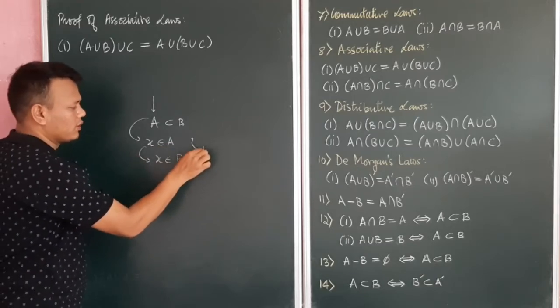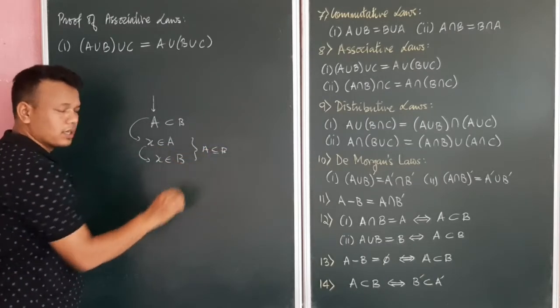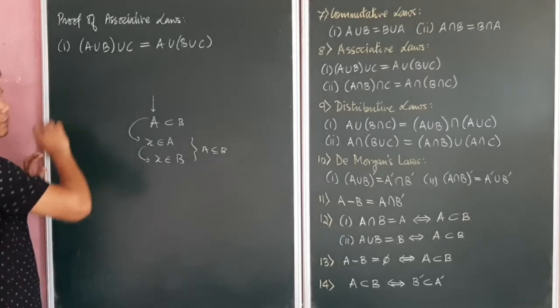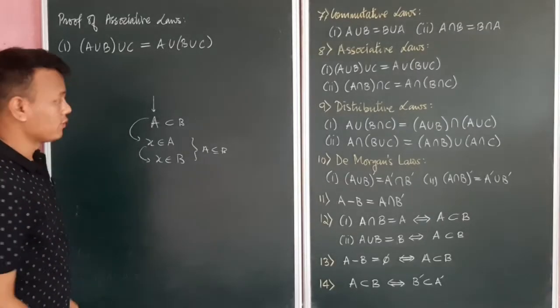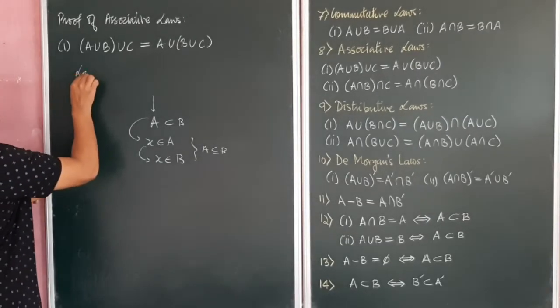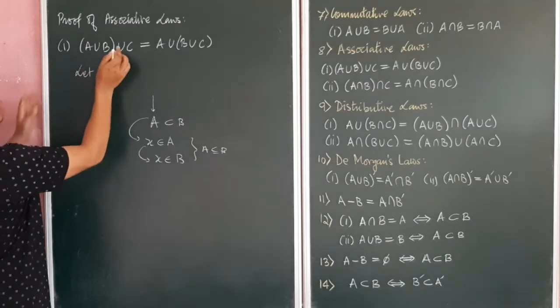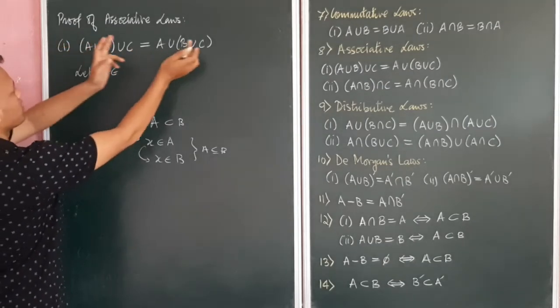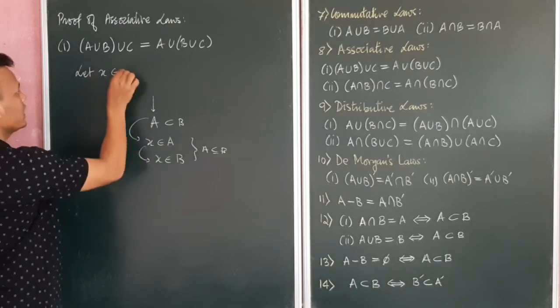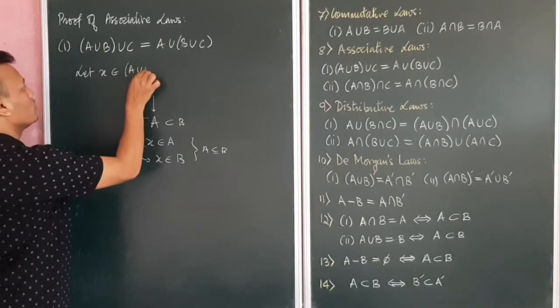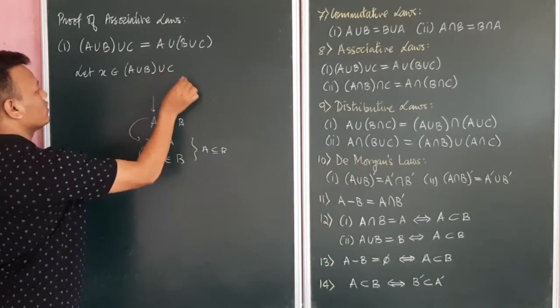So this means A is a subset of B, right? So same thing I am going to do here as well. Alright, so let x belong to this. Now I am showing this is a subset of this. Okay, so let x belong to A union B union C.